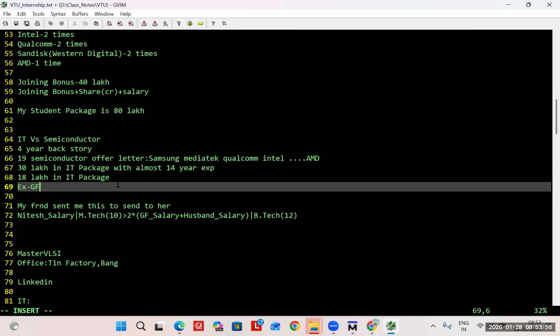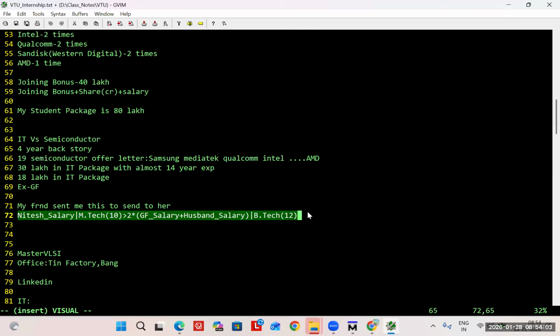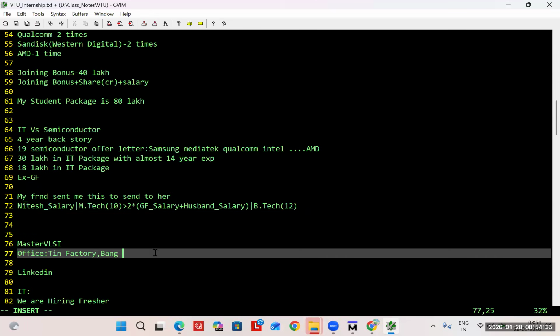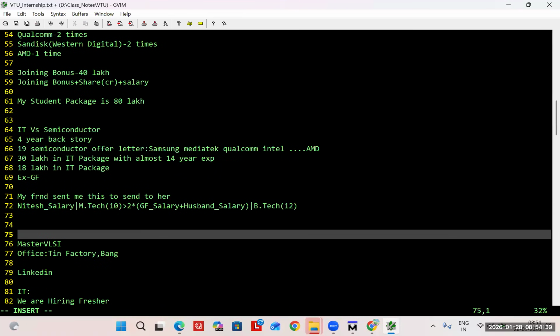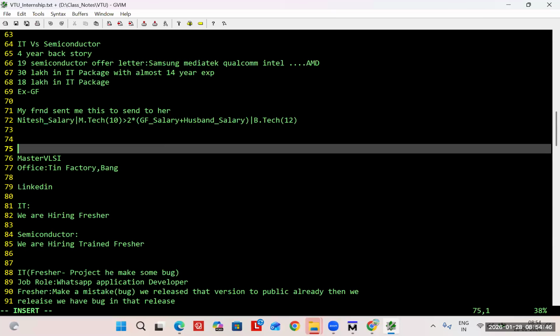Then my common friend, when I told him all this, sent me one equation. He said, Nitesh, do one thing, just forward it to that girl. Because I have done MTech, imagine I have 10 years of experience, then they have 12 years of experience because they did BTech already and started the job. He sent this: GF salary plus husband salary, put together and multiply by 2, still that is less than your salary. He said, you just send it to her, she will get to know. I said, I don't want to do that. When I told her about my salary, she was literally shocked. Anyway, let's move on.